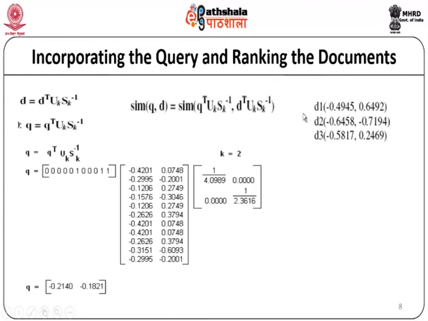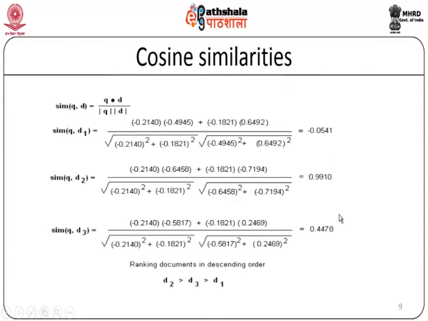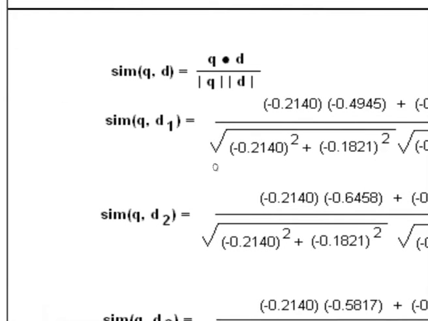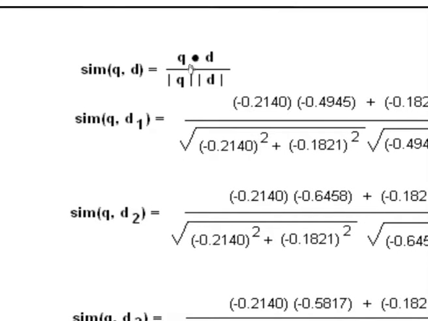Having known these documents and the query as 2 dimensional information, now you can make use of a simple cosine similarity metric for the purpose of understanding which documents are similar. So, the cosine similarity metric is defined as shown here. Similarity between query and the given document D is equal to the scalar product of Q and D divided by the absolute value of Q and D.